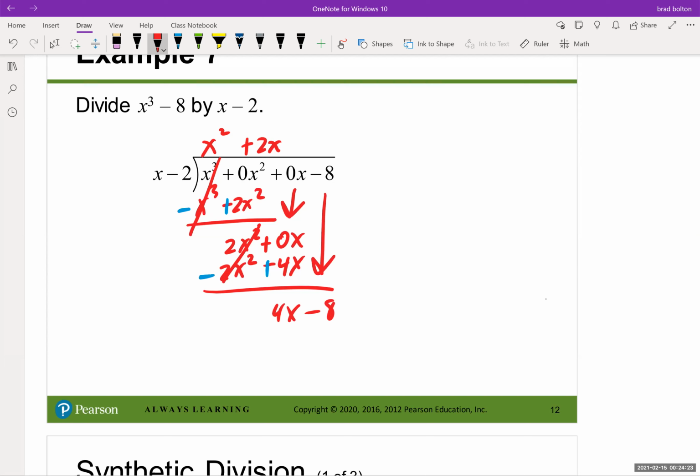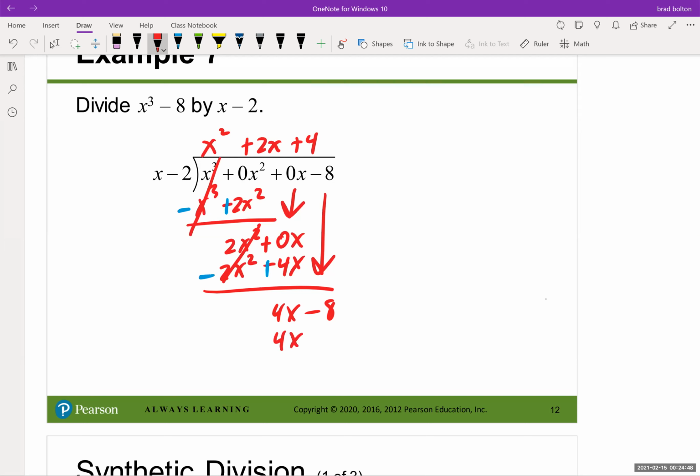Okay, so now we ask ourselves the question, and again, you see how the algorithm just keeps repeating itself. It's a little monotonous. Well, that's kind of the point of the algorithm. We do the same thing over and over again until we get to the desired result. Our desired result is our remainder to have a smaller degree than our divisor. So we're going to do it one more time. We're going to say this needs a plus 4.